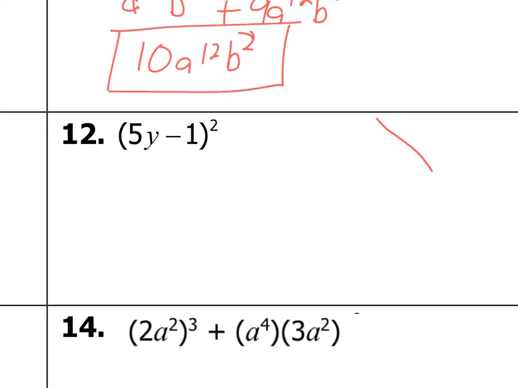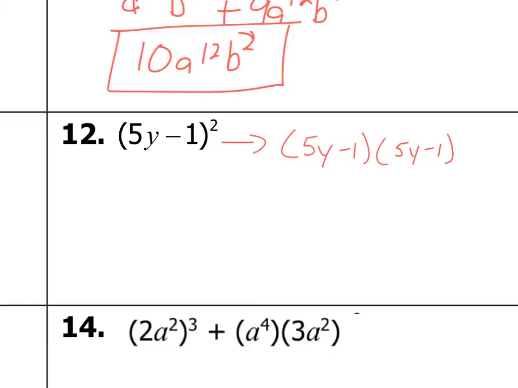All right, 5y minus 1 squared. That's 5y minus 1 times 5y minus 1.